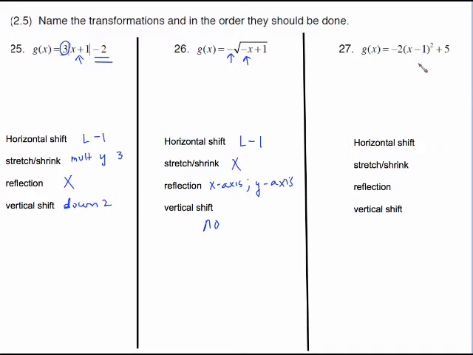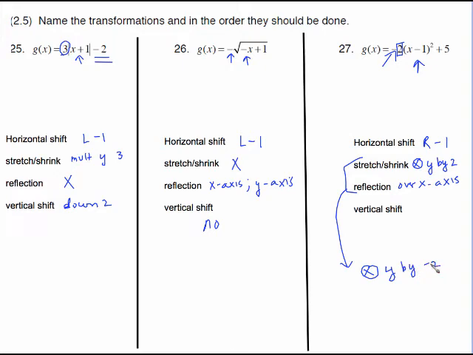Same steps, horizontal shift, look inside. This says x minus 1, which means we're going to move to the right 1. As far as a stretch and shrink, we have a factor right here. We are going to multiply the y value by 2. Because of that negative, there is a reflection over the x-axis. Now, instead of saying those two things separately, you could have just said multiply the y value by negative 2. You can do both of those at the same time. Vertical shift, it says plus 5 at the end, so you will move it up 5.